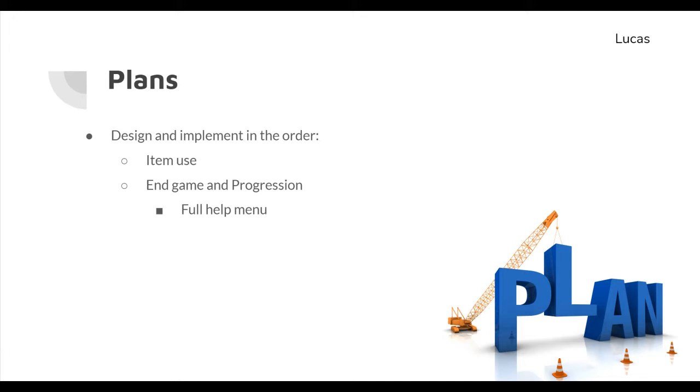We decided to go with the approach of completely designing and implementing item use before starting endgame and progression, so that going into endgame and progression, we would know exactly how the use item feature works. Following both features, we plan to create a full help menu and to deploy this version of our engine as we believe it has the necessary features needed.